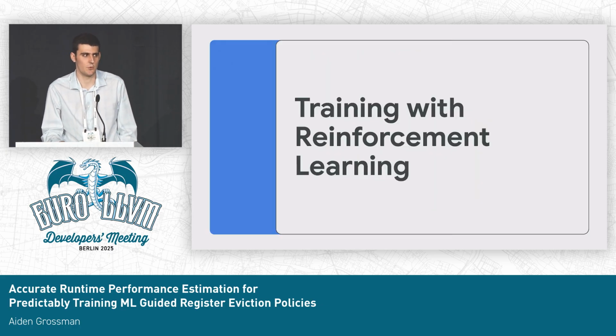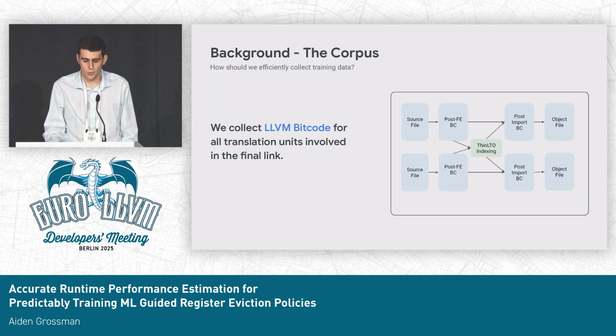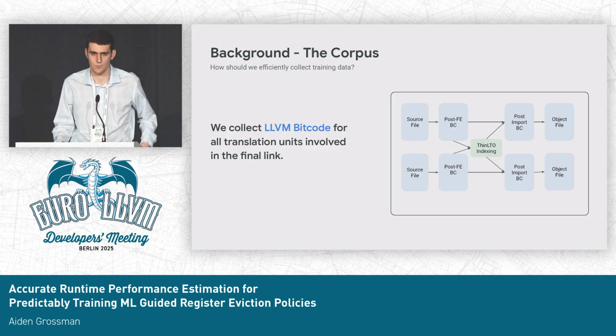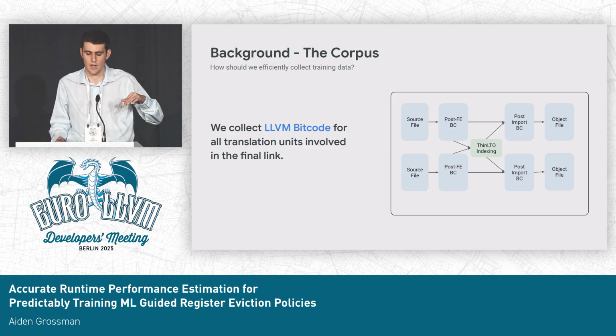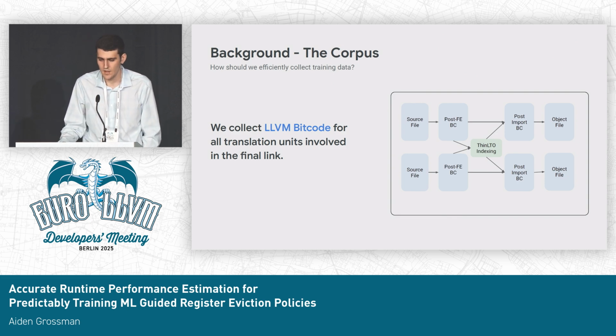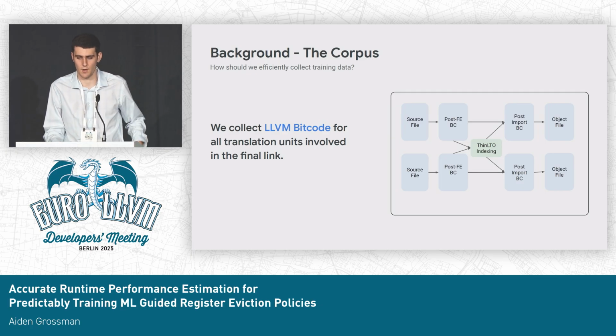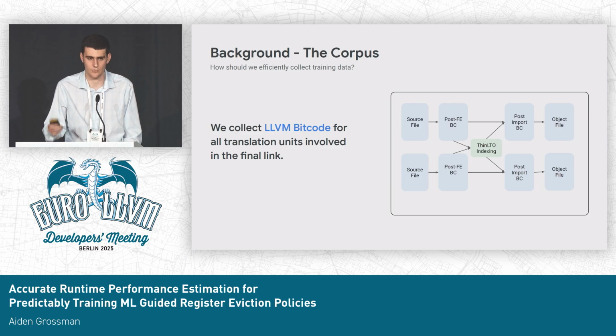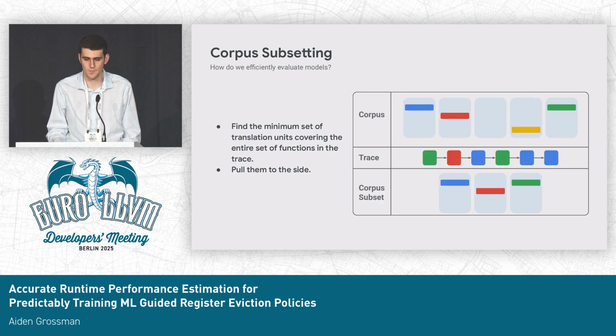Once we have a reasonably predictive cost model, you can use it in a reinforcement learning loop to train a machine learning model to do everything. To do this, we take all of the translation units within an application that we're interested in optimizing, along with an associated instruction trace. We put them into what we call a corpus, which is essentially just a collection of bitcode files. Within LTO, we're taking the post-import, pre-optimization bitcode.